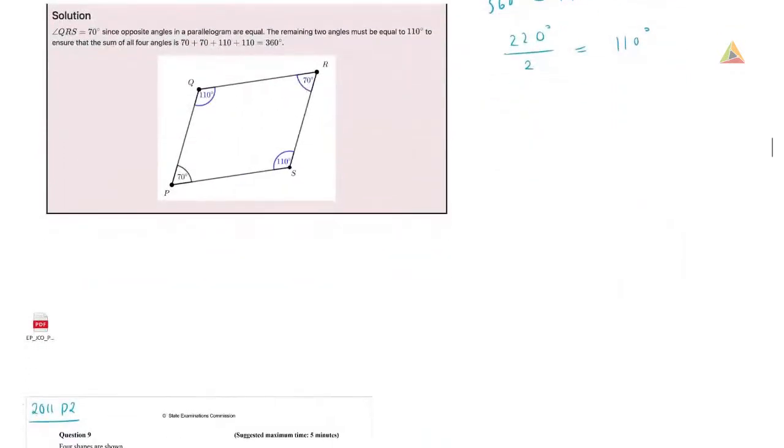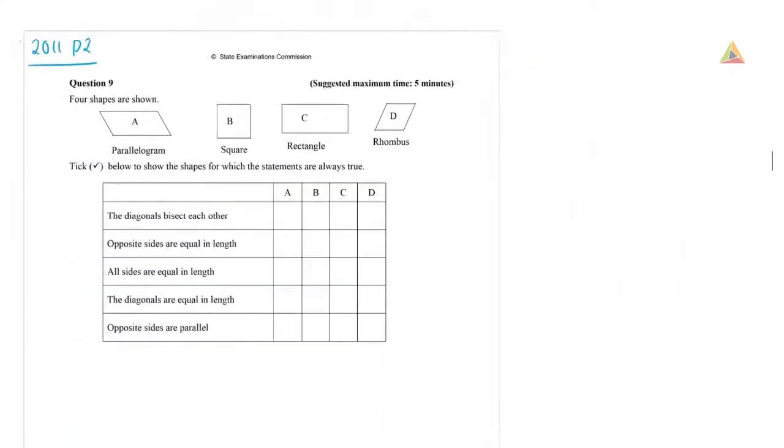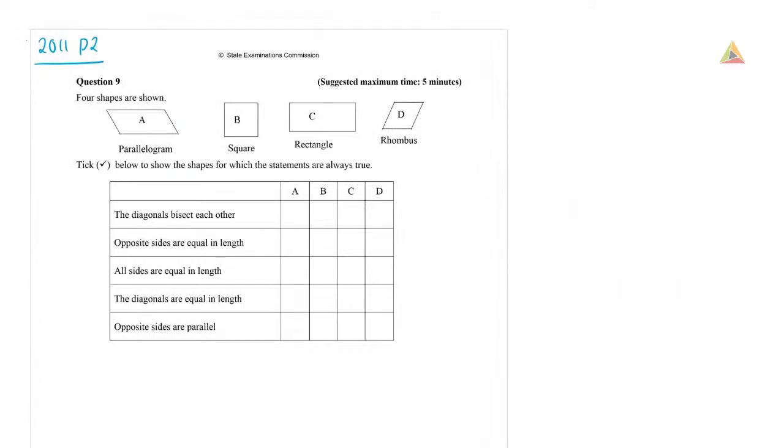Okay. So we're on to exam papers now. The first one I have there is 2011, paper 2, question 9. Okay, so 4 shapes are shown. We have a parallelogram for A, a square for B, a rectangle for C, and a rhombus for D. So tick below to show the shapes for which the statements are always true. The first one there, the diagonals bisect each other. If they're bisecting each other, it means that each diagonal cuts the other into 2 equal parts. So that is true for a parallelogram. It's also true for a square. It's also true for a rectangle. And it's also true for a rhombus. So you have 4 ticks to put into that first one there.